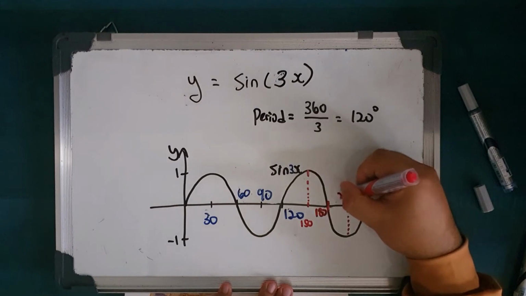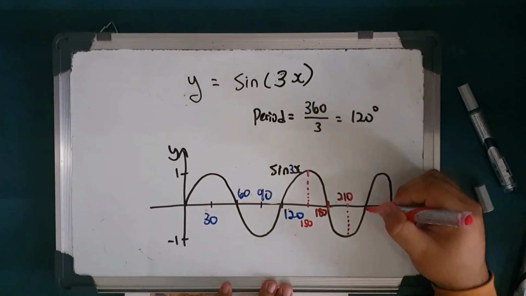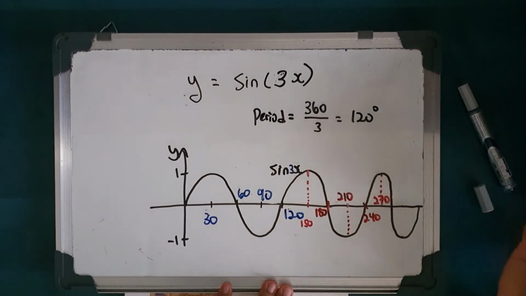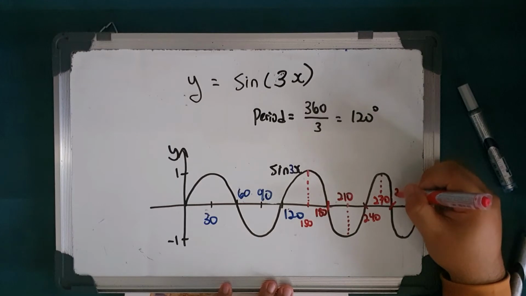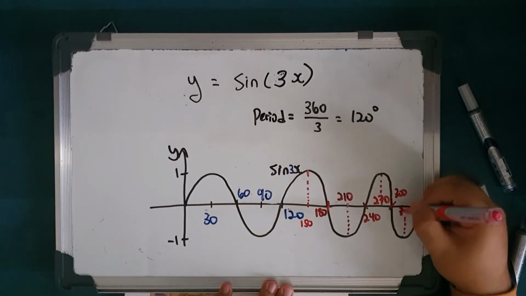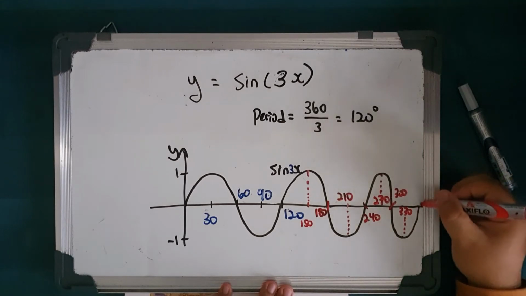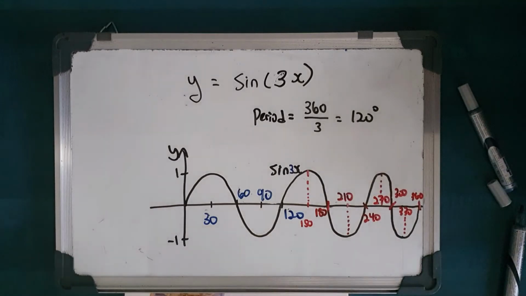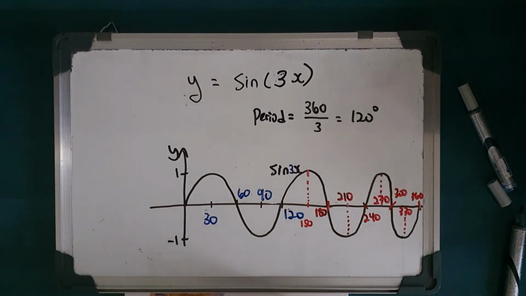180 plus 30, 210. 210 plus 30, 240. 240 plus 30, 270. 270 plus 30, 300 here. And over here, it will be 330. And finally, it stops at 360 as expected. Okay?